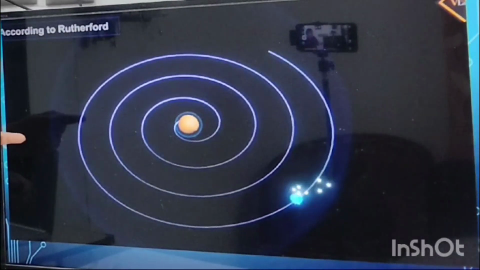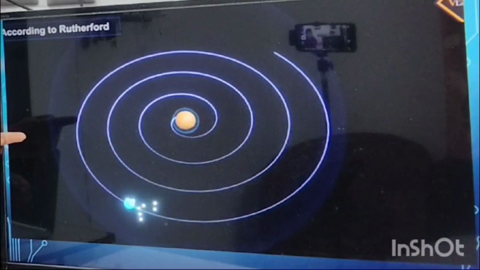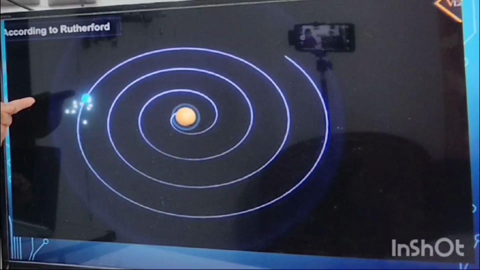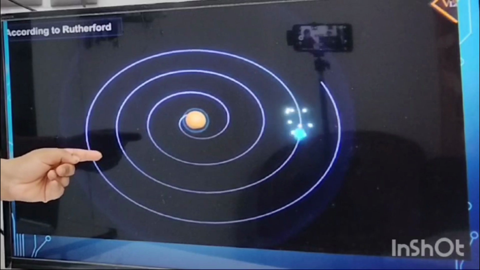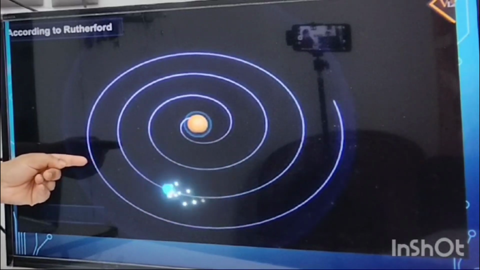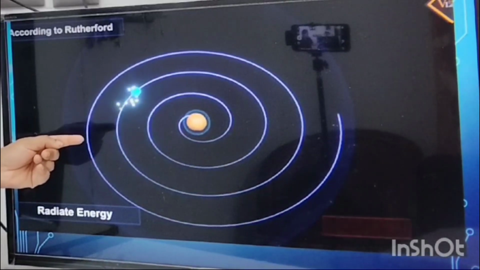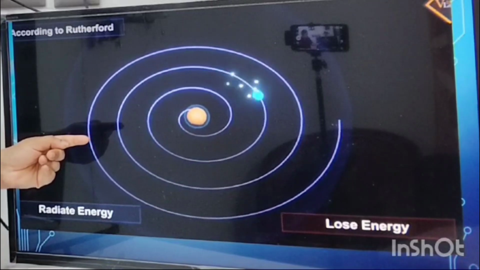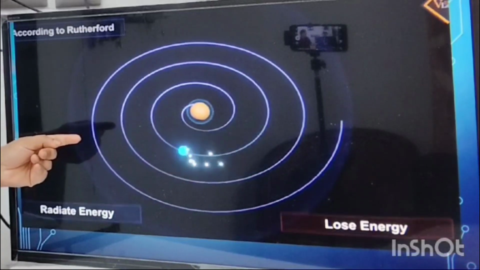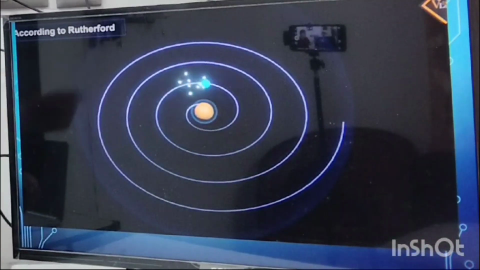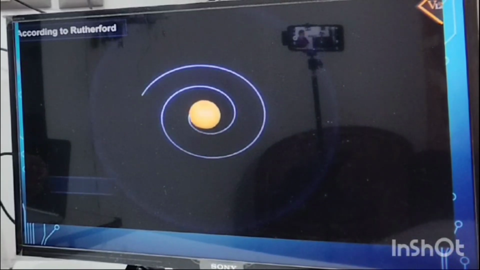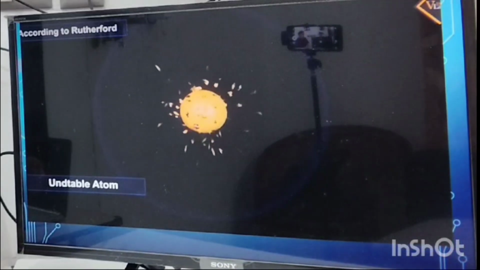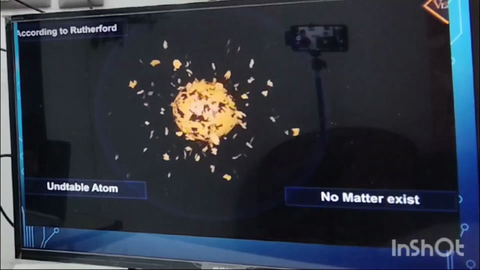This is the defect of Rutherford's model. The electron is losing energy continuously. An electron is a charged particle. Continuously it's moving towards the nucleus and it's about to collapse. But this does not happen. So that's the drawback.